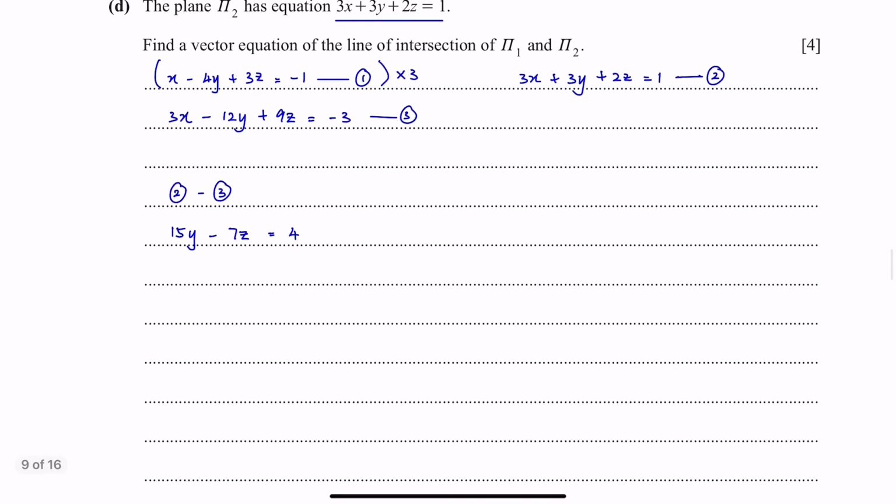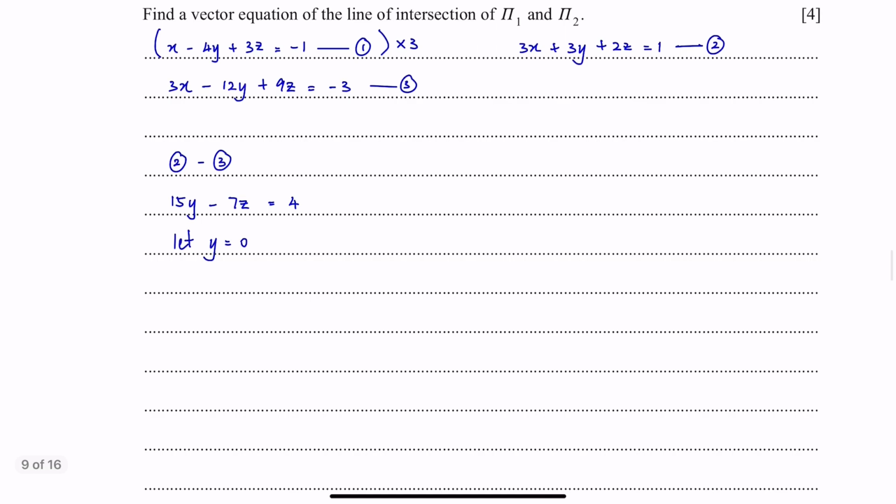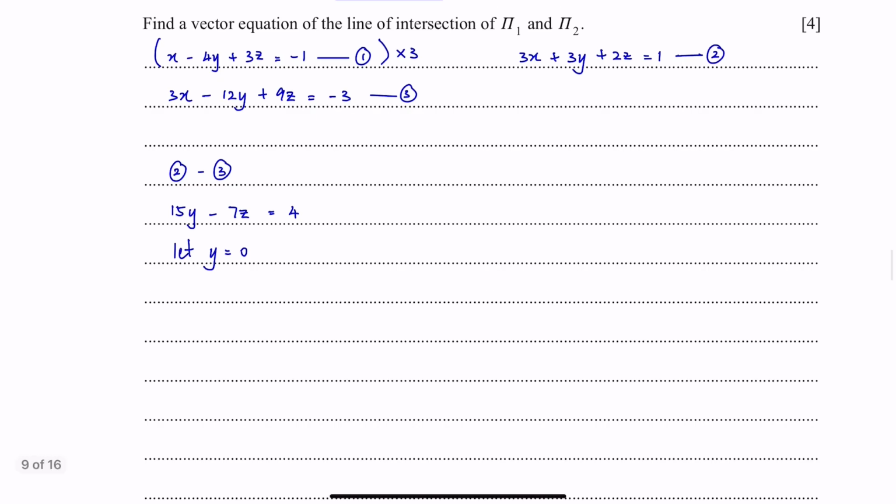And I'm gonna let y equals 0. You can let z equals 0 as well, it's gonna be the same. The mark scheme accepts all three answers. If you let x equals 0 or y equals 0 or z equals 0, the mark scheme accepts them. So yes, I'm gonna let y equals 0 since the coefficient is larger, so I guess it's easier. In this case, negative 7z would equal 4, and z would equal negative 4 over 7.